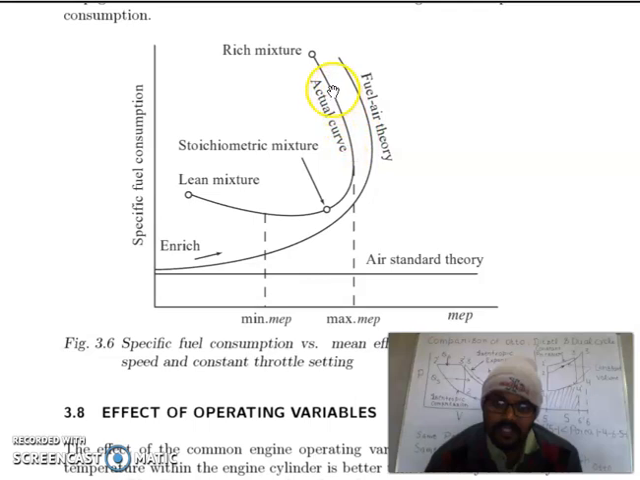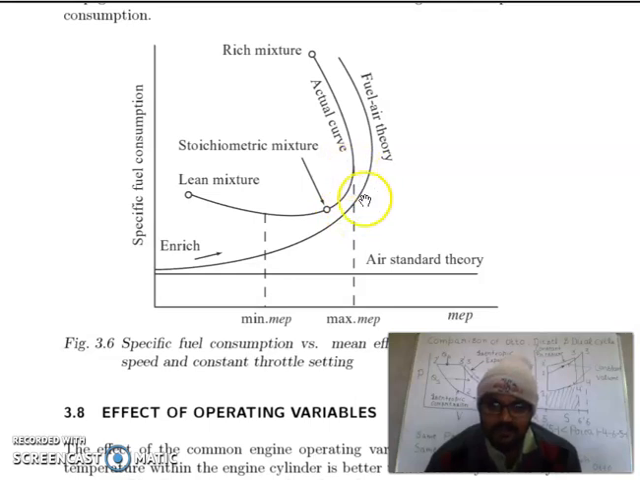Your mean effective pressure starts to decrease with a richer mixture, because when your mixture becomes much richer, due to dissociation and other factors, your mean effective pressure will start to decrease. So this is the point which we need for the maximum mean effective pressure and the maximum power output. It is slightly beyond the stoichiometric mixture, meaning a slightly rich mixture will give us the maximum mean effective pressure.